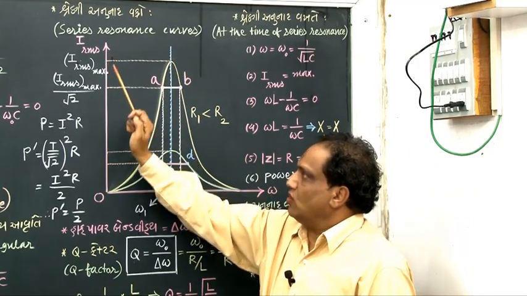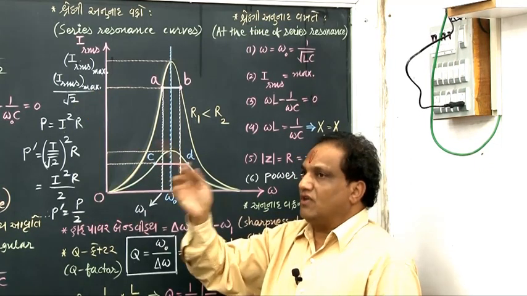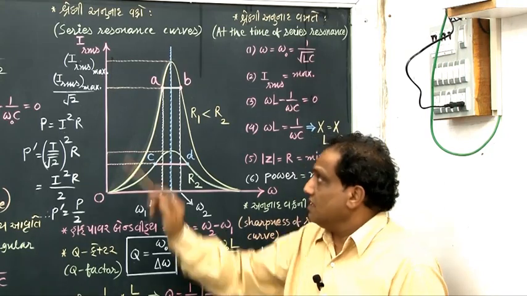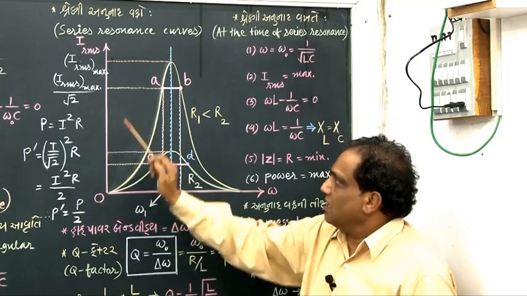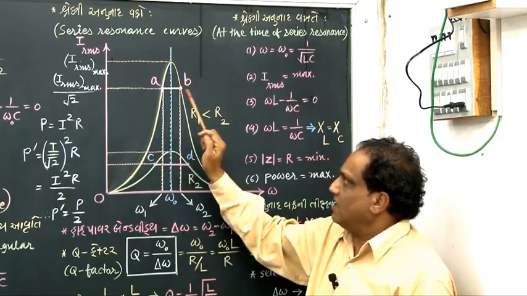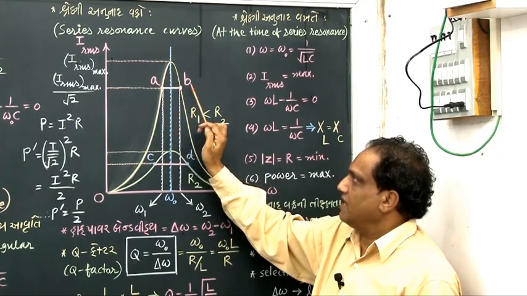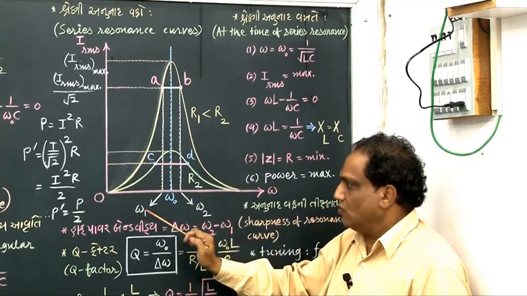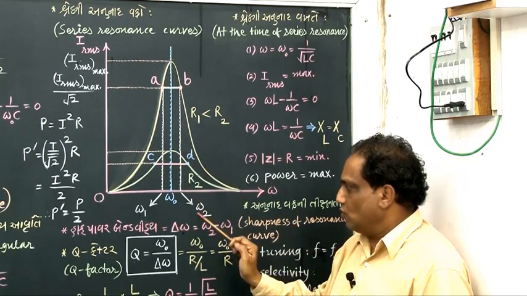You just divide this value by root 2. IRMS maximum I am dividing by root 2. When you divide by root 2, the value will become nearly 70%. If this value is 100%, then this value is nearly 70%. Now just draw one horizontal line. That horizontal line will intersect this resonance curve at these 2 points, say points A and B. At point A, suppose value of omega is equal to omega 1. At point B, value of omega is suppose omega 2.